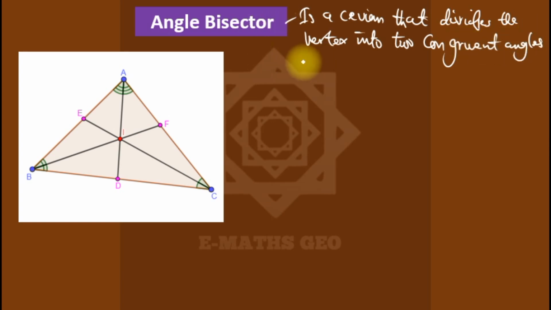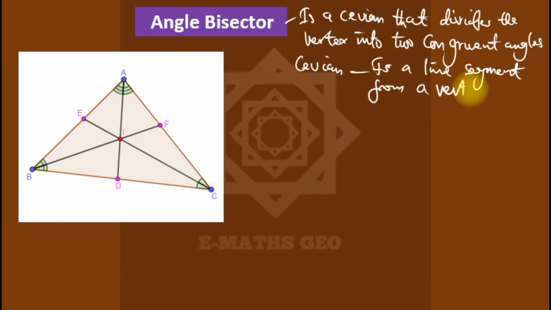Okay, you might not be conversant with a Cevian. A Cevian is a line segment from a vertex of a triangle to the opposite side.